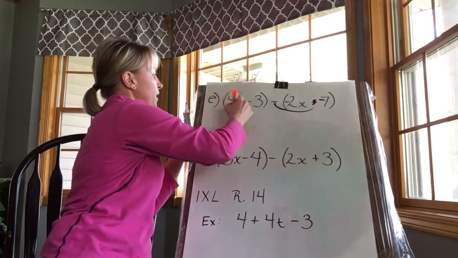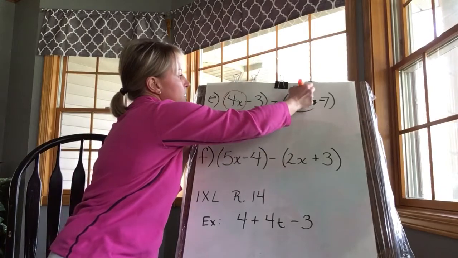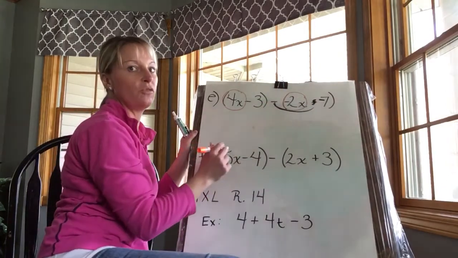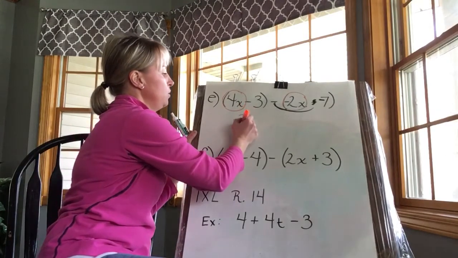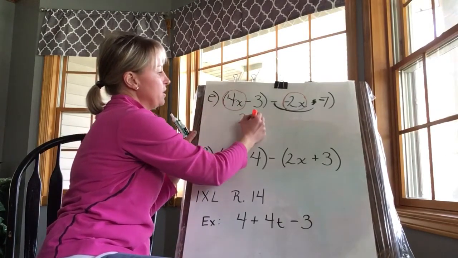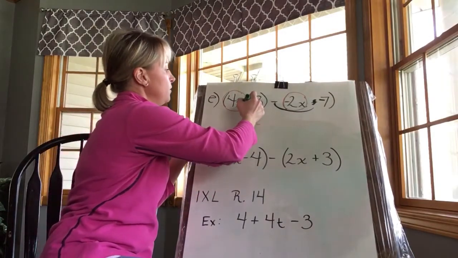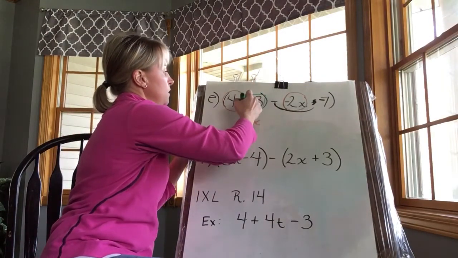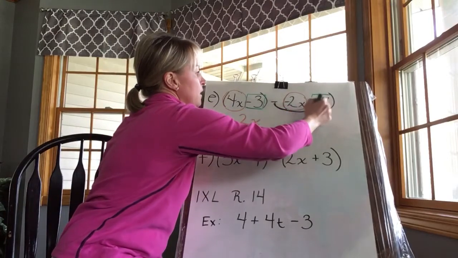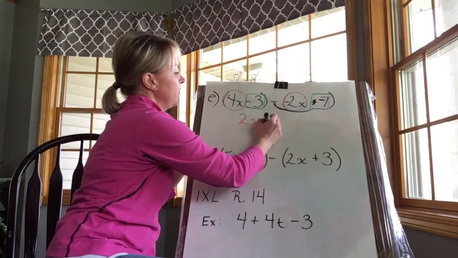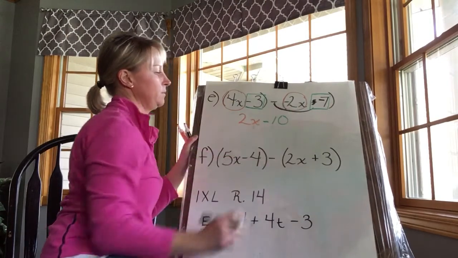I'm going to circle my like terms. I have a 4x and a negative 2x. A negative and a positive, we subtract, so 4 minus 2 is 2. Keep the sign of the bigger number, so now we just have 2x. Then we have a negative 3 and a negative 7. Negative 3 and negative 7 makes it a negative 10.